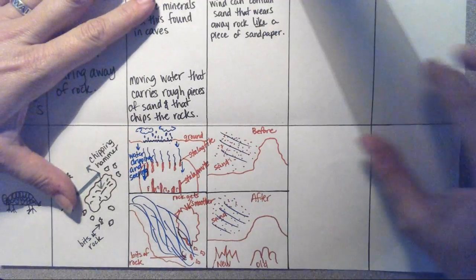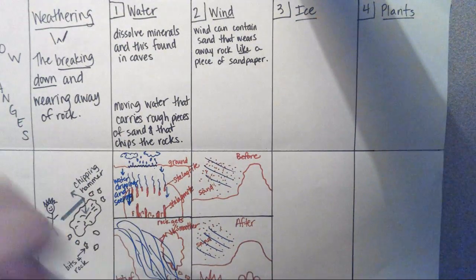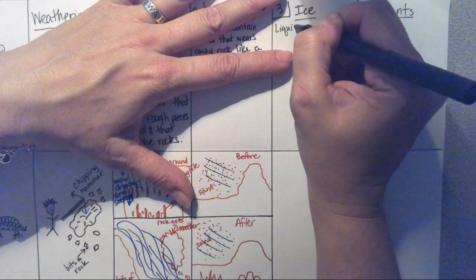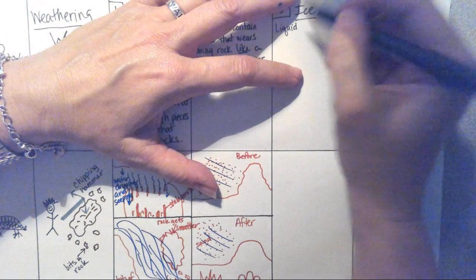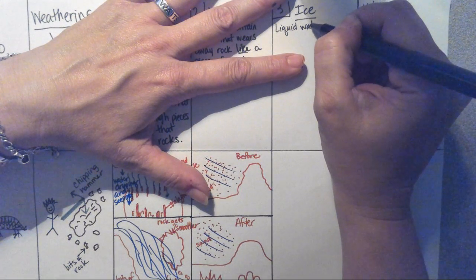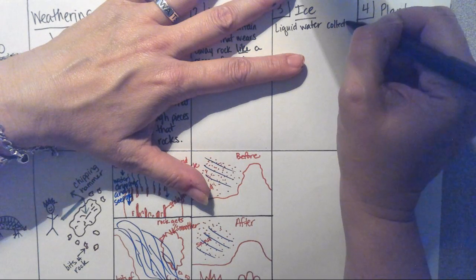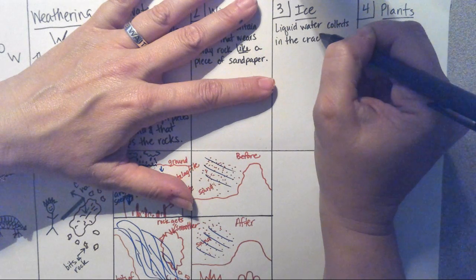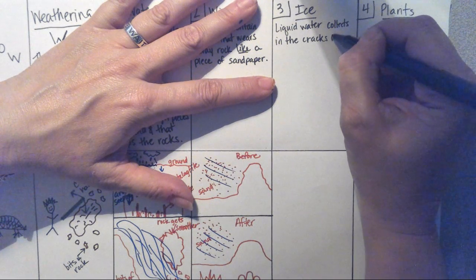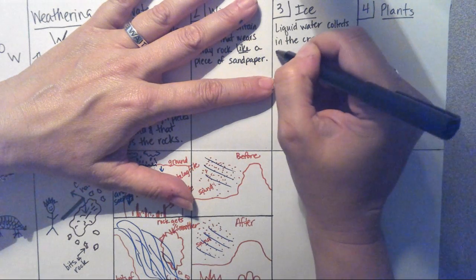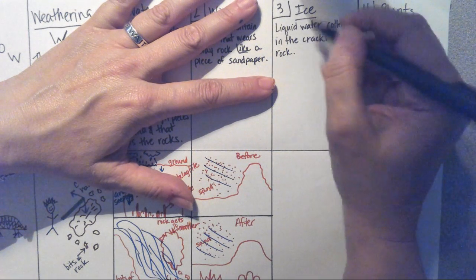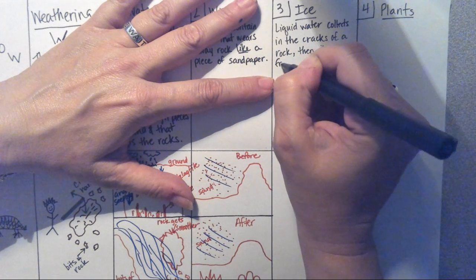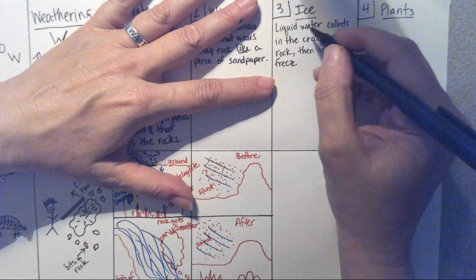Okay, so then we have ice. We were talking about the liquid water, right? It gets trapped in those cracks in the rocks. So the liquid water collects in the cracks of a rock. Then it can freeze.